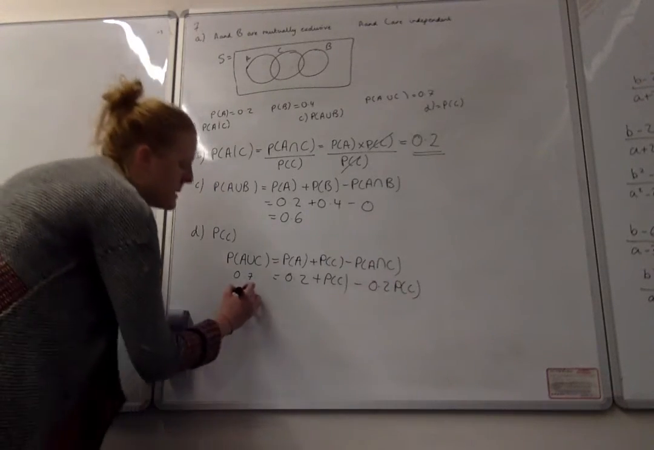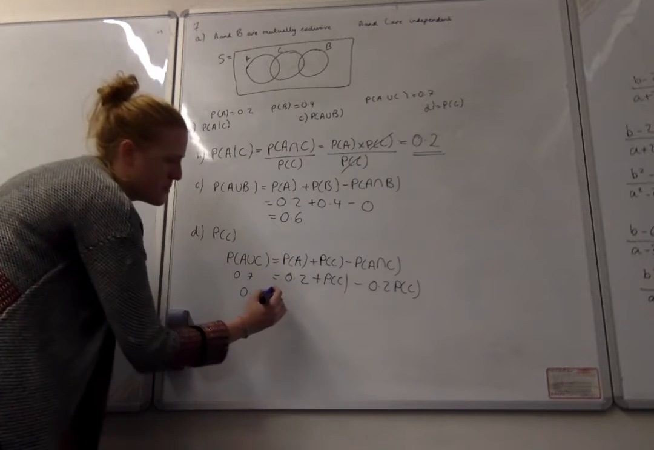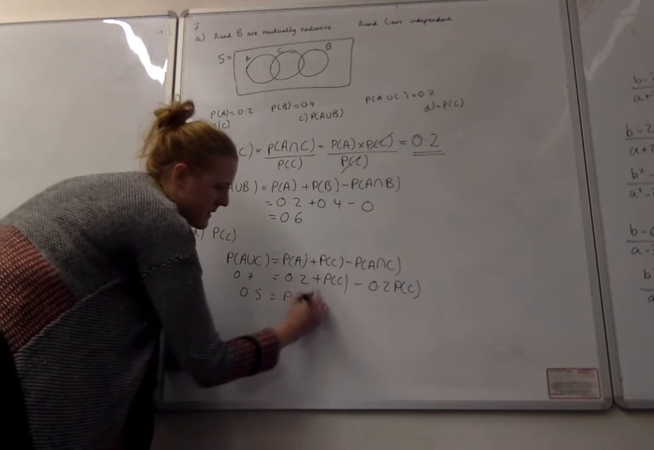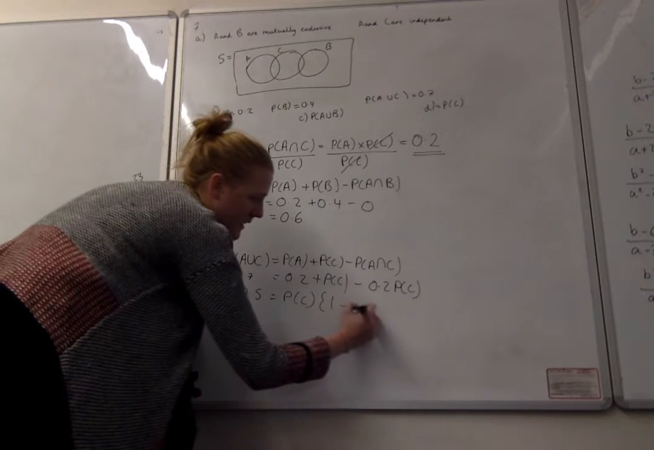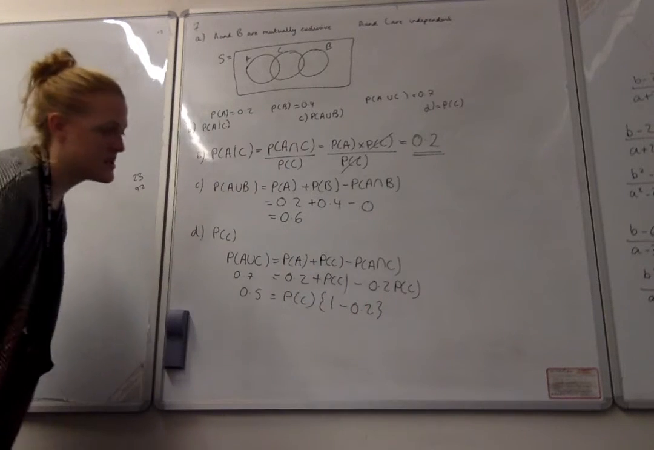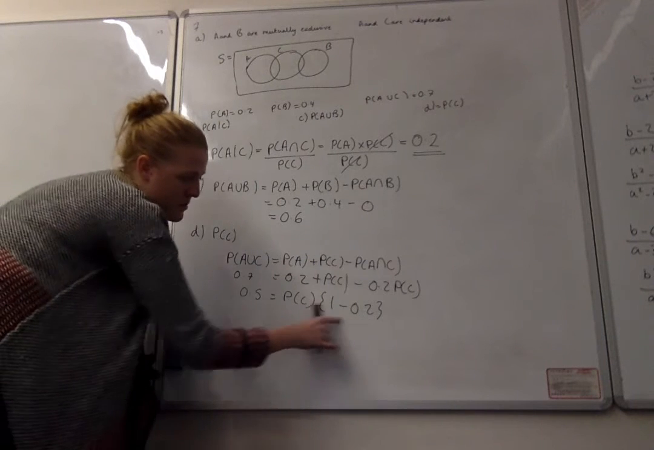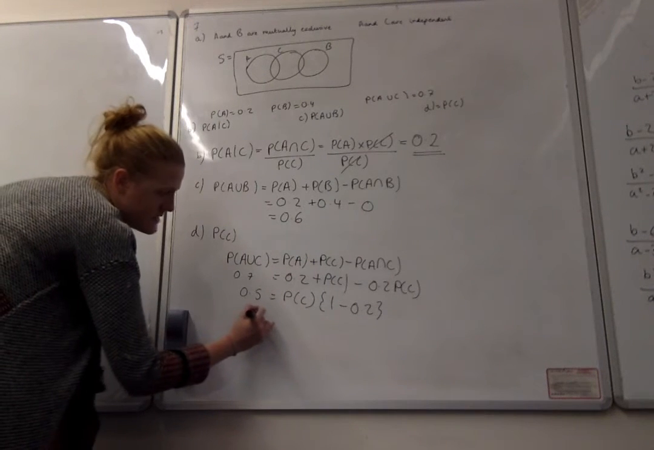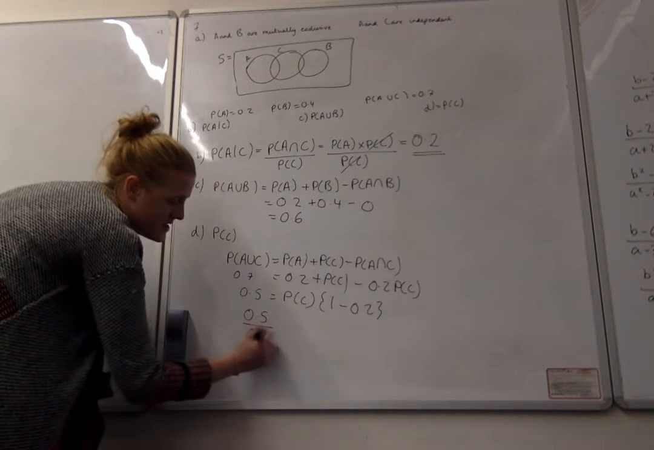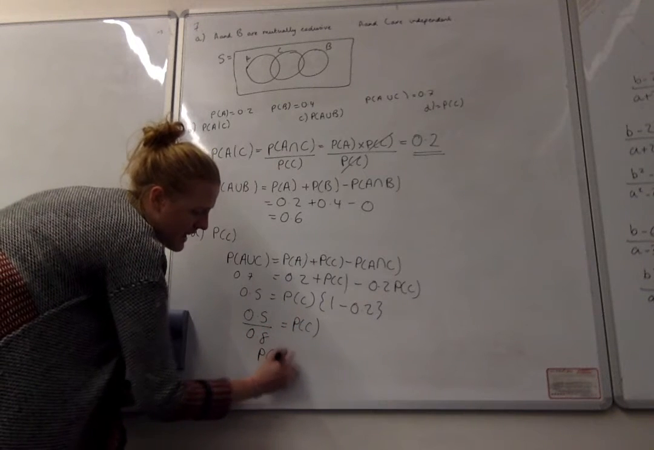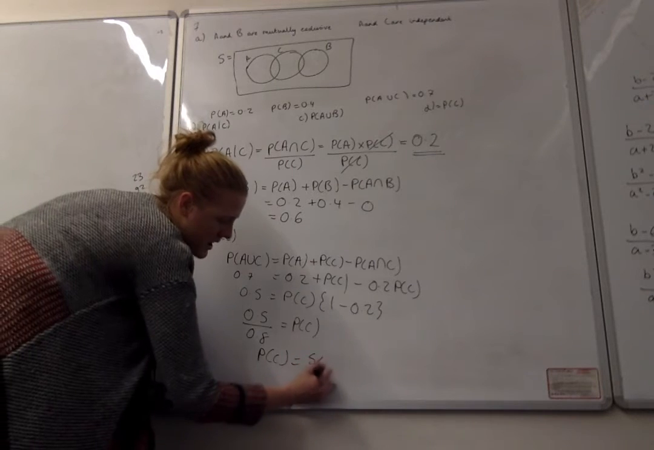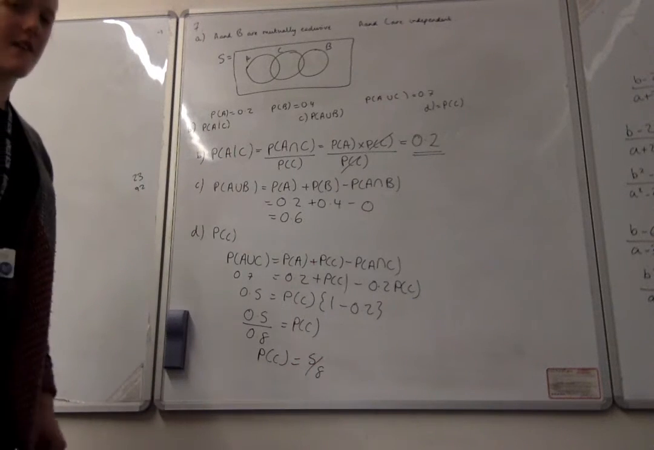So if I start to manipulate this, taking away the 0.2 from both sides, factorising out the probability of C, I can start to formulate an equation. So this will become 0.5, 0.8, so I can divide by that. And I can see now that, simplifying that fraction, probability of C is 5/8.